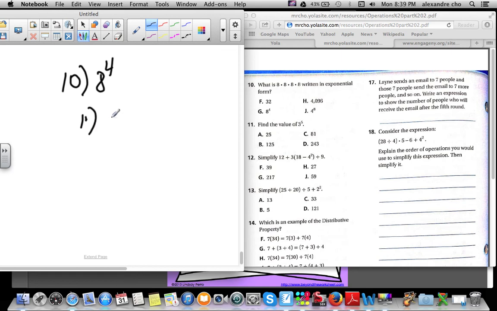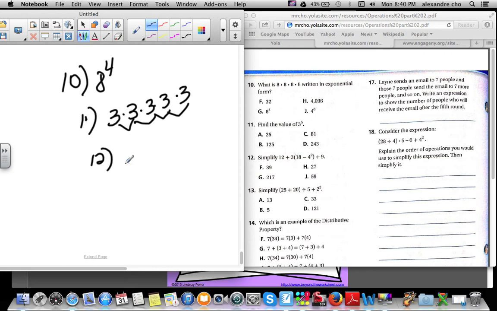11. Find the value of 3 to the 5th. 3 times 3 times 3 times 3 times 3. Well, this is 9. Times 3 is 27. Times 3 is 81. And 81 times 3 is 243, making your answer letter D, 243.